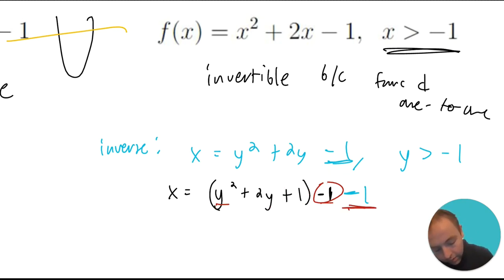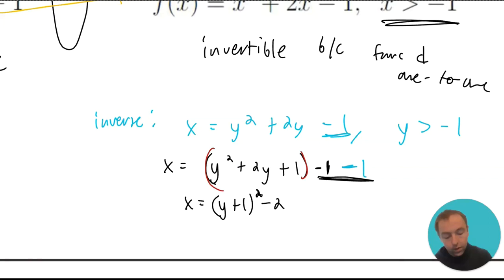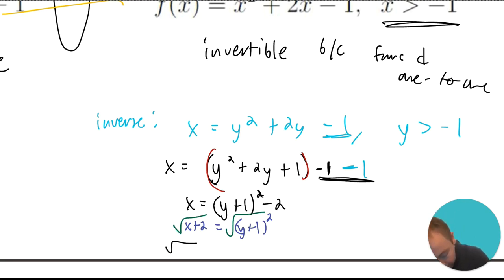But by writing it like this, you can easily see how this part in the parentheses right here can be written as y plus 1 squared, because we completed the square right there. And then those two numbers, if we combine them, become minus 2. So x equals that. And then we can solve this where we get just one y alone. So x plus 2, first of all, is going to equal y plus 1 squared. And we can just solve by the square root property. So square root this side and square root this side. So the square root of x plus 2 is equal to y plus 1.